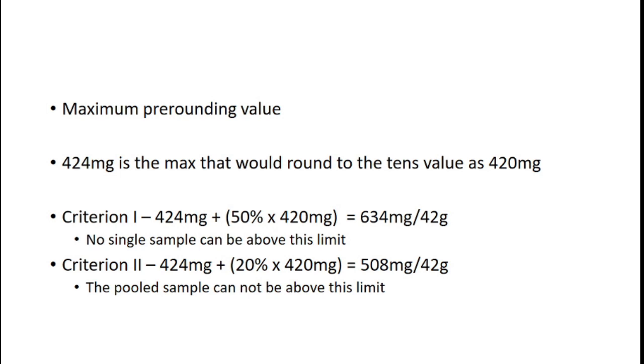So we have a max pre-rounding value. 424 milligrams is the max that's going to round in the tens value to 420 milligrams. So under criterion 1, based off the calculations that are required, we have to find the max pre-rounding value, and then we multiply that value by the 50%.